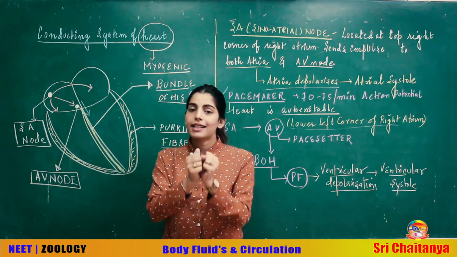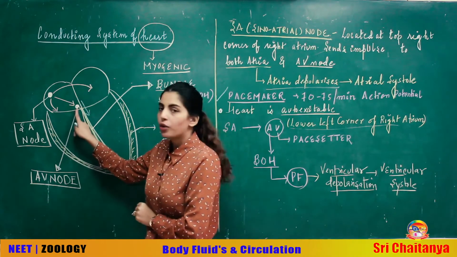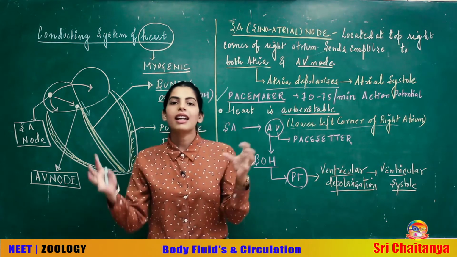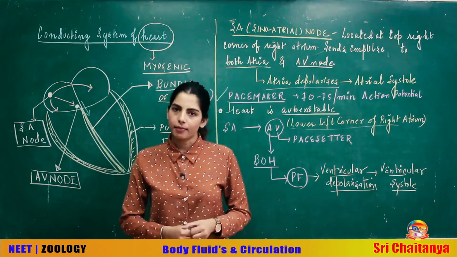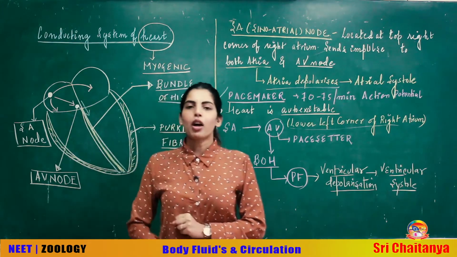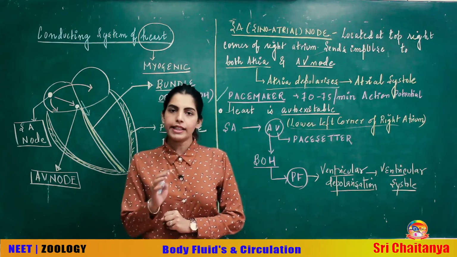If the impulse is sent very quickly from the SA node to the AV node and very quickly from the AV node to the bundle of His, what is going to happen? The atrial contractions won't be complete. Alright, that is why the AV node is called the pace setter of your heart, because the impulse transmission across the AV node is comparatively slower.